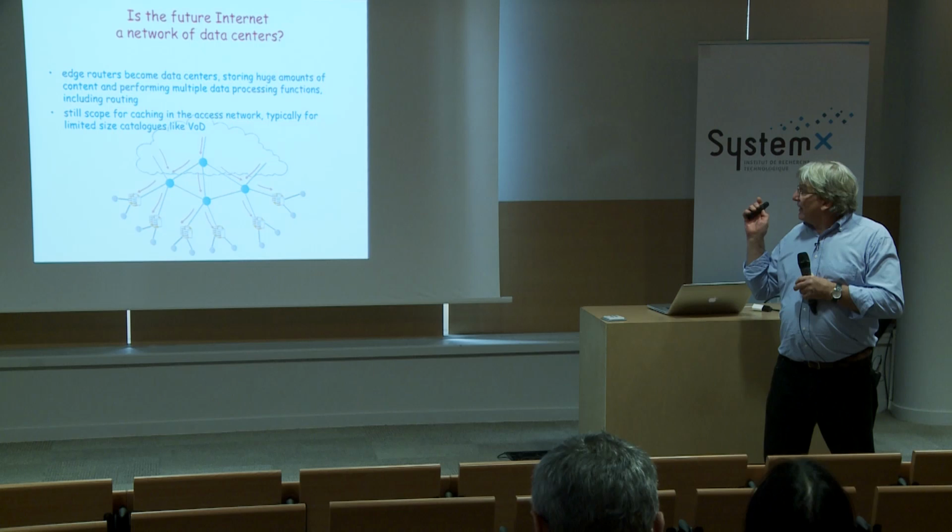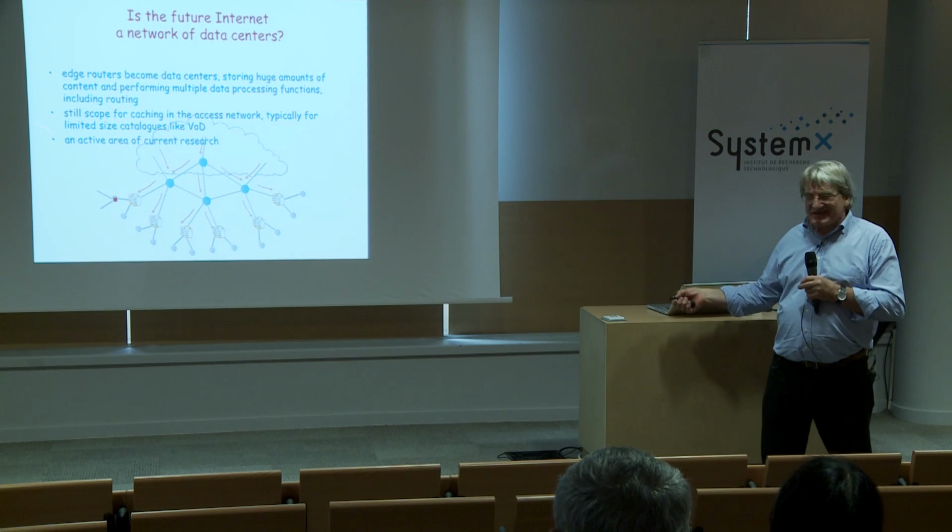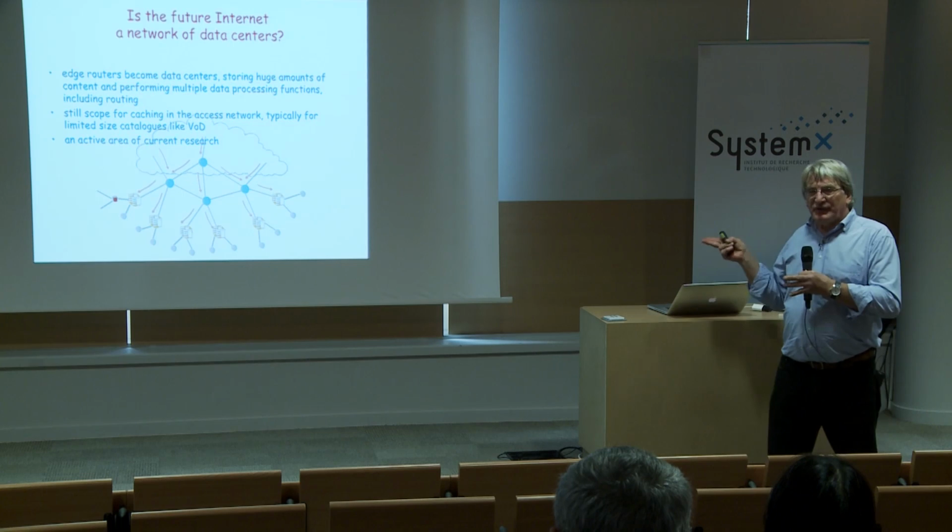As I said, there's still scope for this access part. The axis I drew here isn't like this. It's much more complicated than this. There's lots of branches and lots of trees and whatever. And actually where you want to put the cache is a very interesting and important issue.